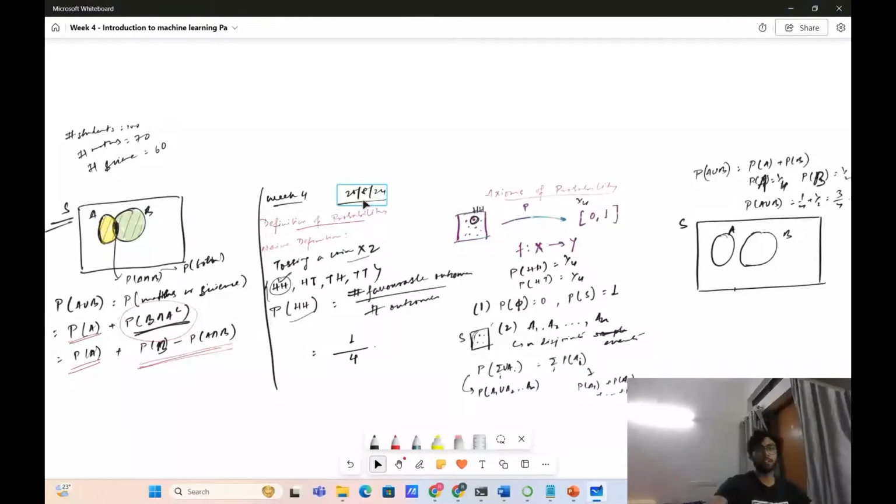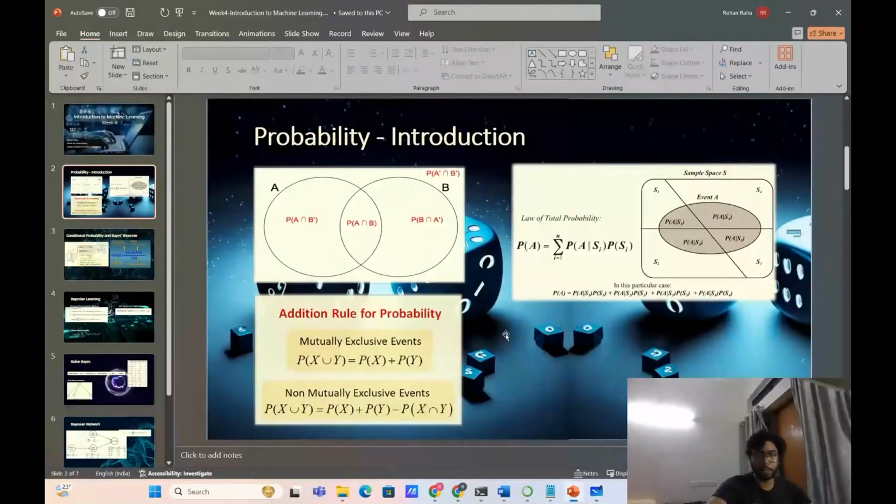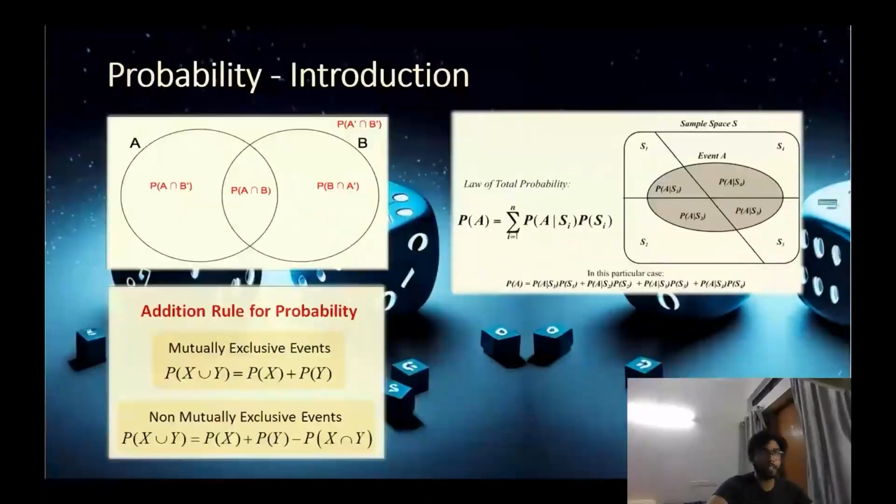Okay. So I'll just go back to my slide once. The first thing that I was trying to say, the formula P of A union B is equal to that thing. Again, if you see, this is the part B, P of B intersection A complement, and then you get the addition rule. This is the addition rule. The first one is for mutually exclusive events. The second one is for non-mutually exclusive events, right?